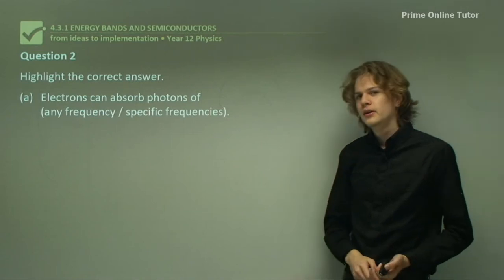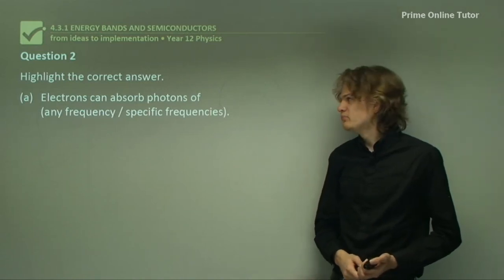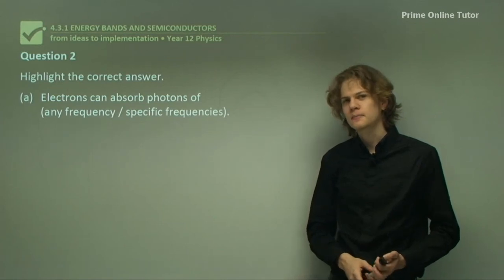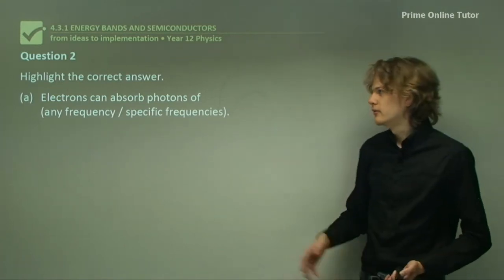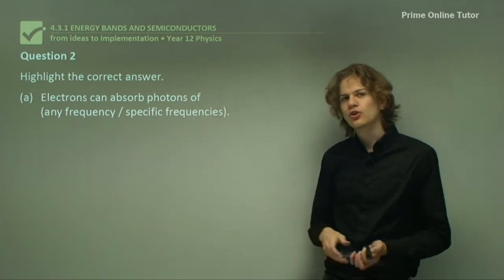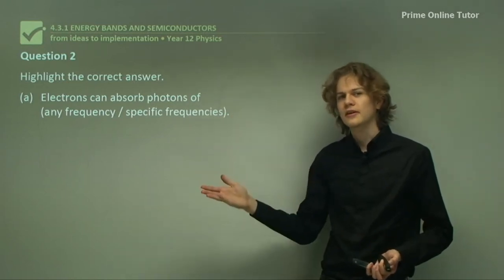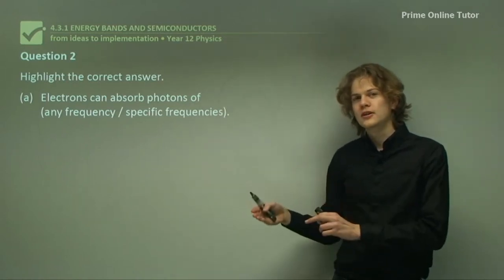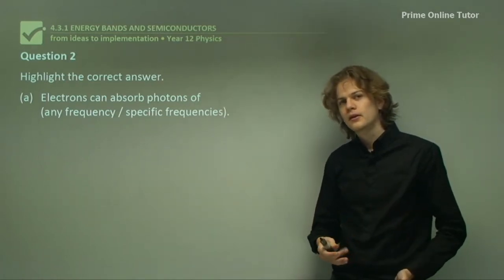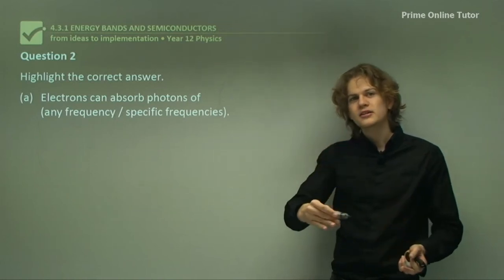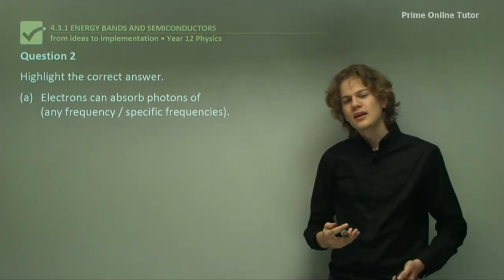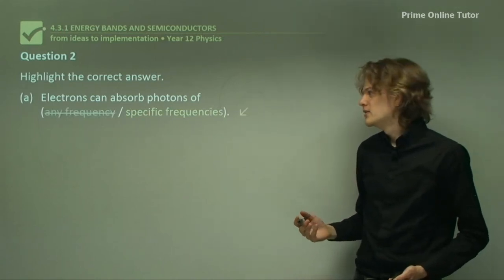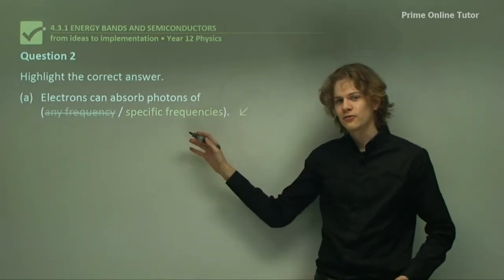Question 2. Which is the correct answer? Electrons can absorb photons of any frequency or specific frequencies. Well, we know that if we look at the energy levels of the electrons, they can only take on very specific energy levels. And if they absorb a photon, then all of the photon's energy is transferred to the electron. And so if it can't jump up from one energy to a different energy, it can't absorb the photon at all. So we see that our answer is that it can only absorb photons of specific frequencies.